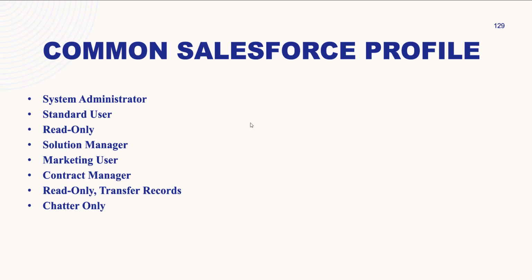Okay, the third one is read only. Users with this profile can view a record but can't create, edit, or delete them. It is useful for providing read only access to certain information. In general, it is like a library, where you can see and read all the books, but you can't make any notes or changes in those books.